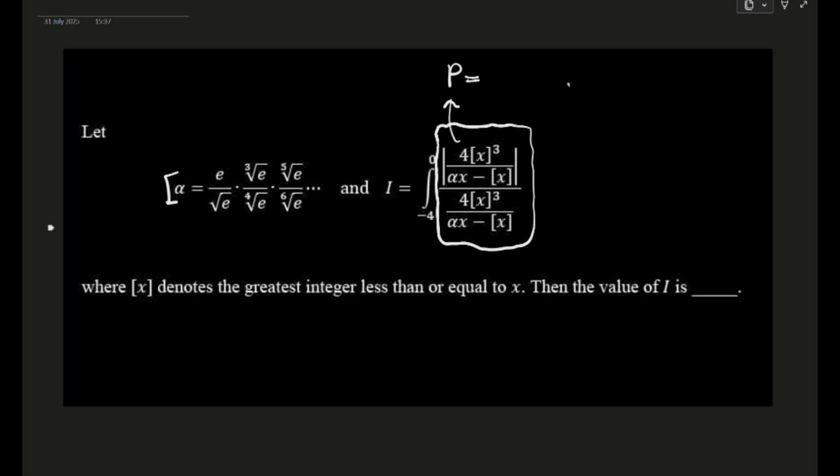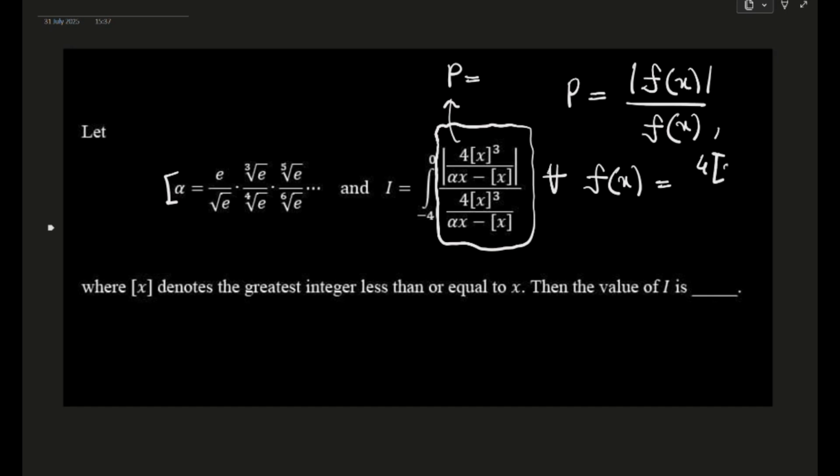So actually p is, you can observe, of the form of modulus of f of x whole divided by root f of x, where this f of x is actually given to be 4 box of x whole cube, and this is whole divided by alpha x minus box of x. This is some sort of overview of the question. So now I guess we can proceed. First thing is, we need to calculate alpha, otherwise we can't proceed. So let's do that. I will change the page.